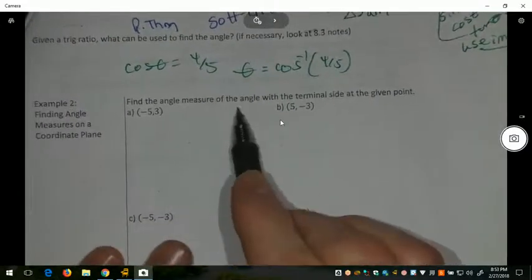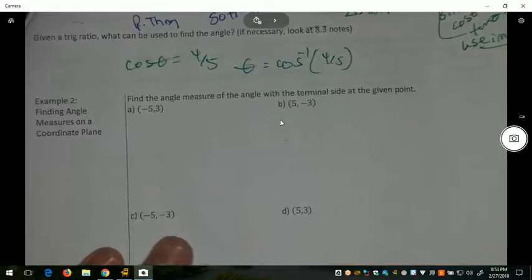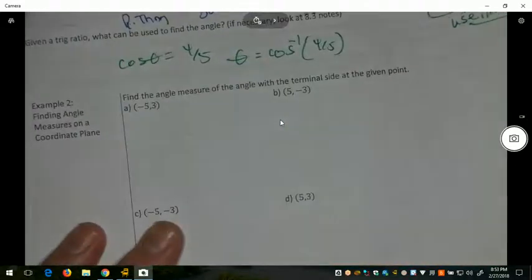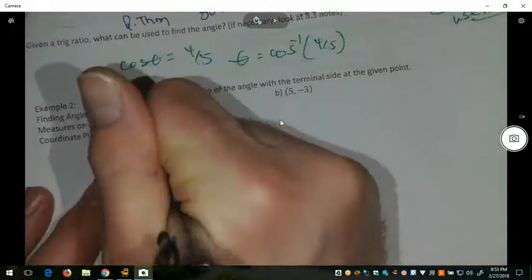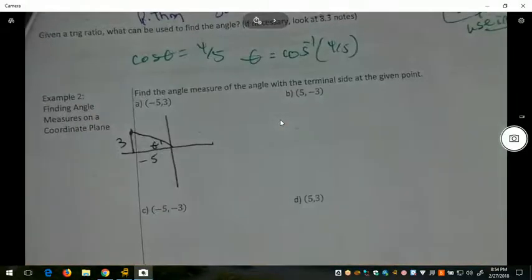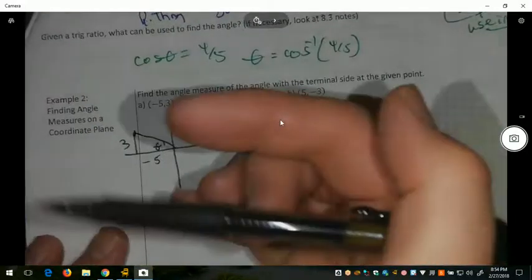Find the angle measure of the angle with the terminal side at a given point. So we draw our picture just like we did before. I'm going to make it a little bit bigger so I can focus on something else. I've got negative 5, 3. So here's negative 5, 3. It's back 5 and up 3. I'm going to find theta prime using this right triangle.